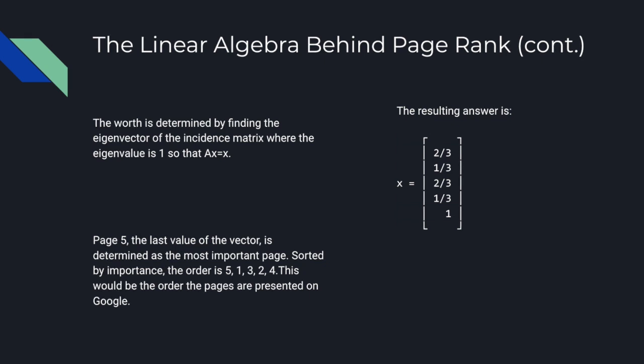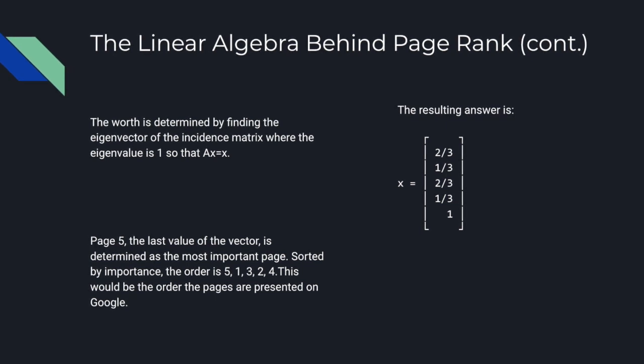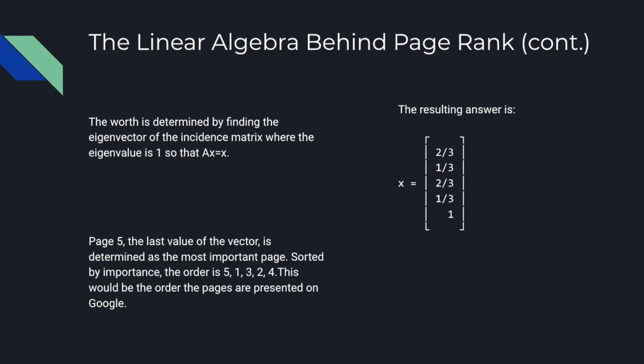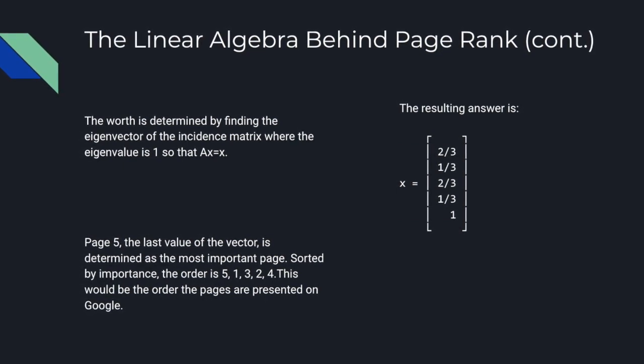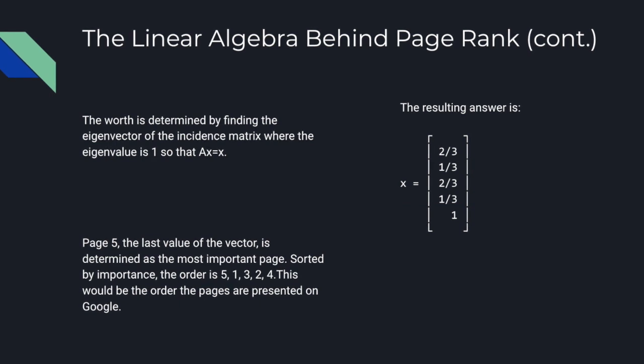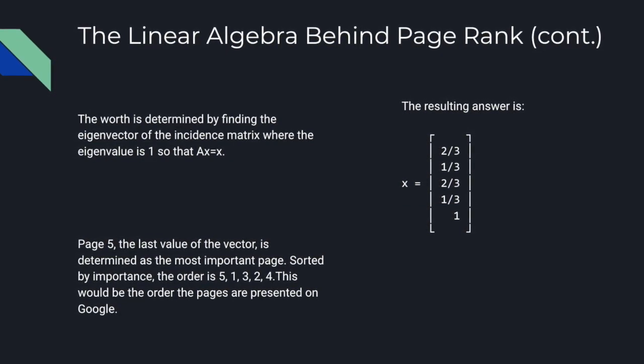To find the worth of a web page in a network, we use the equation AX equals X, where A is the incidence matrix that we made, and X is the vector that holds the worth of each web page. So to find what X is, we have to find the eigenvector of A that goes with the eigenvalue of 1.